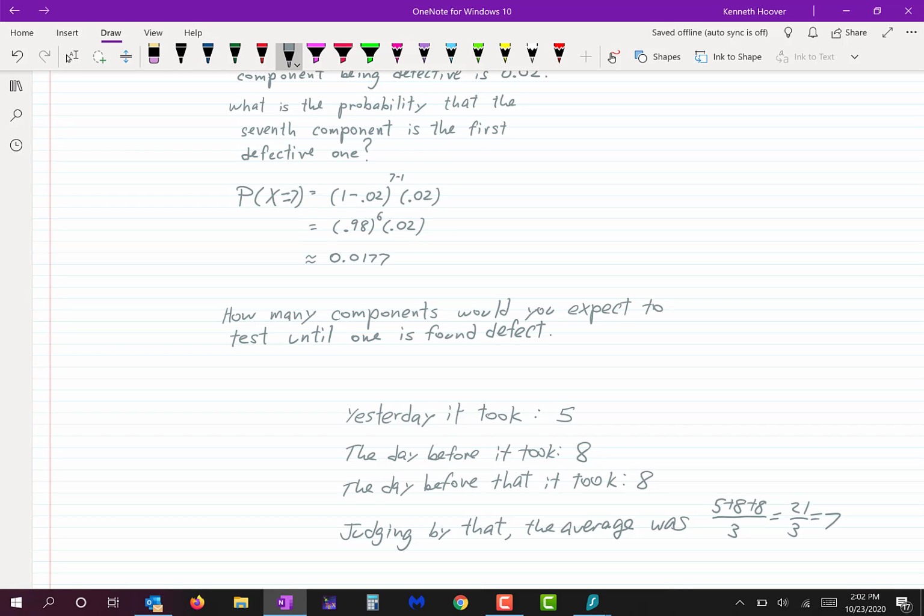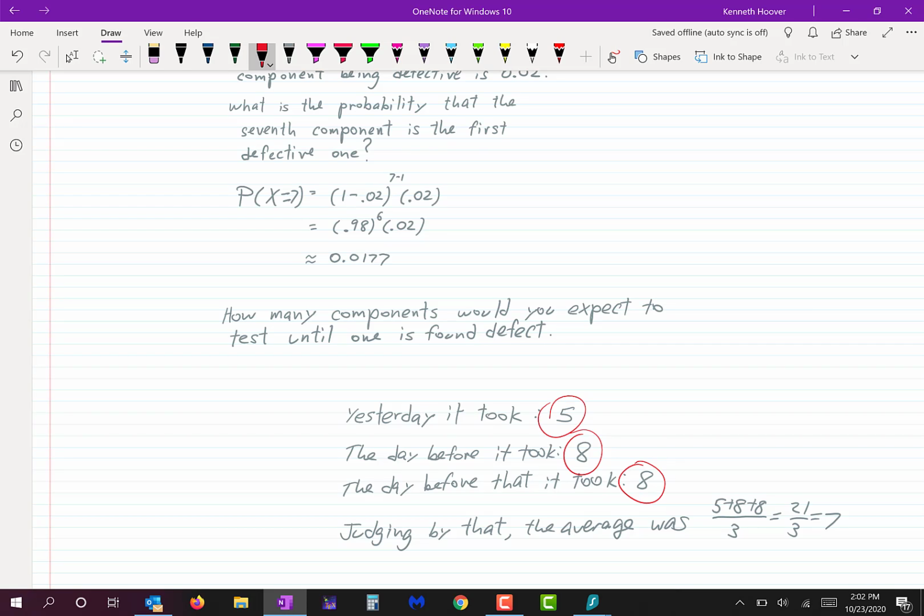So you would say, I would expect to sell 7 components before I accidentally sold a defective one. Or, sorry, not sell, test. We're just testing these things. We're not selling them yet. So you might say, okay, I would expect, on average, that I would test 7 components before I found a defective one. Because on the last 3 days, I kept track of how long it took, and then I just averaged those, and I came out with 7.